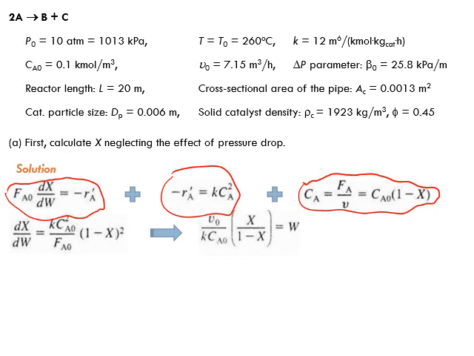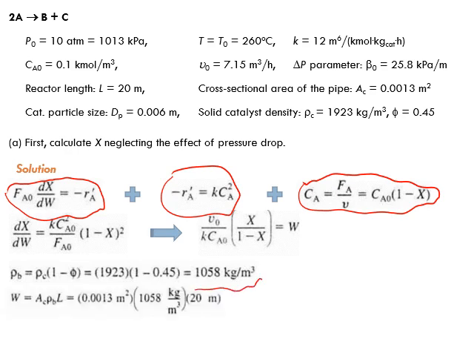Now we want to calculate X for the given W. First, we need to calculate W. Obviously, we have the density of the catalyst and the void fraction, so we can calculate the bulk density. We have the volume of the pipe packed with this catalyst, so we can calculate the mass of the catalyst. So go ahead and calculate the mass of the catalyst after calculating the bulk density.